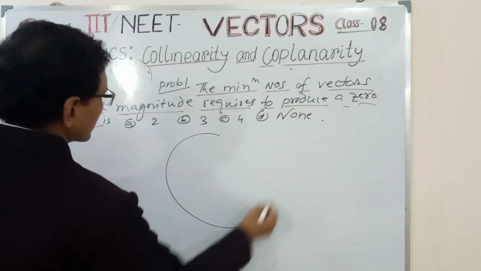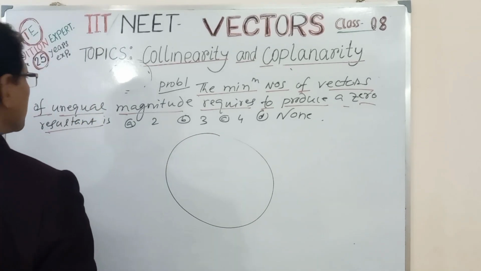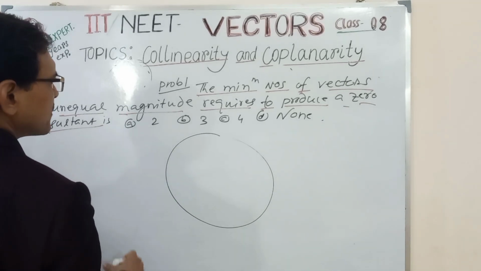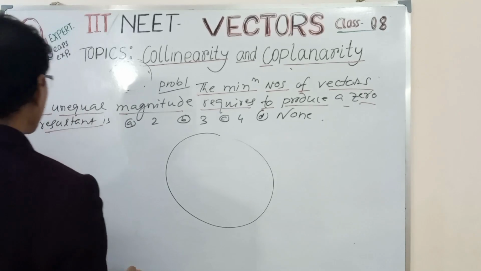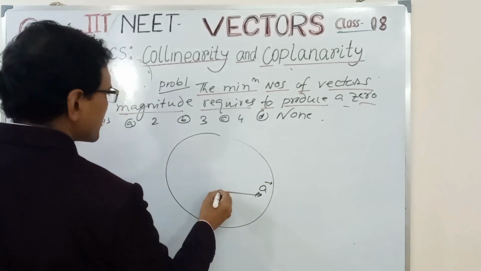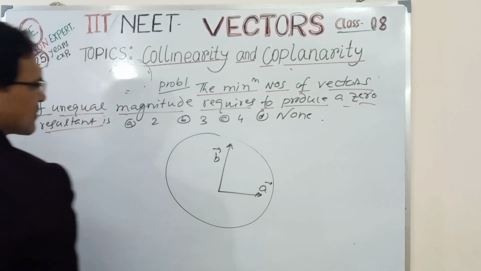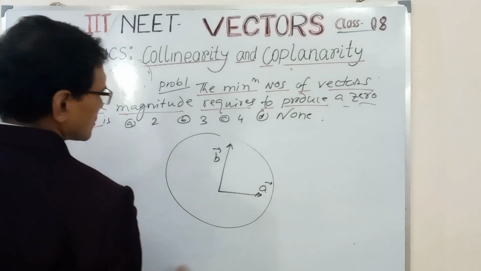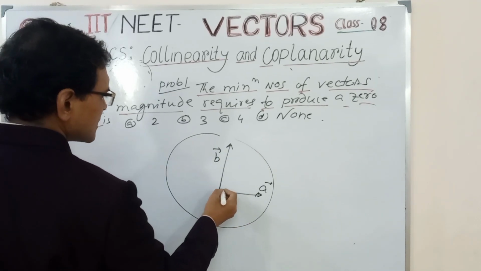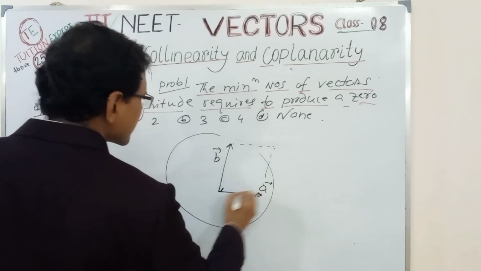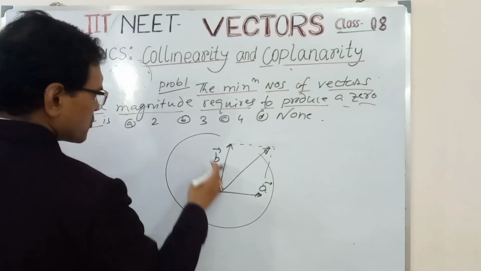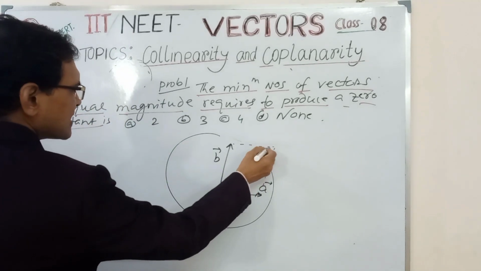Consider three vectors lying in the same plane. If three vectors lie in the same plane, what is the minimum number required to produce a zero resultant? Suppose this is a vector A, this is a vector B, of unequal magnitude. So the resultant of A and B, if we construct a parallelogram, lies in this direction.